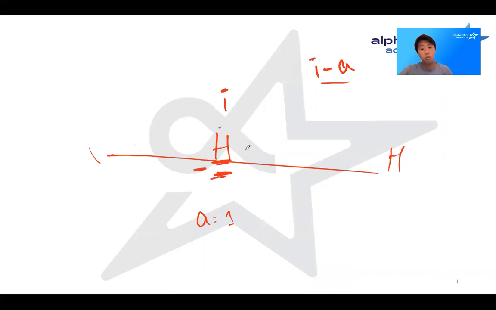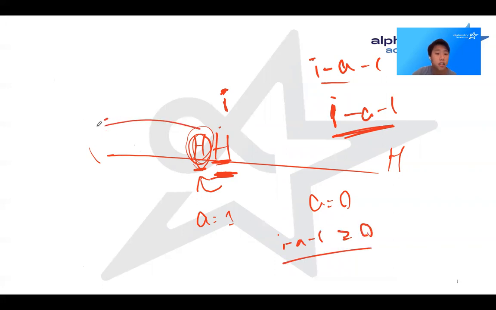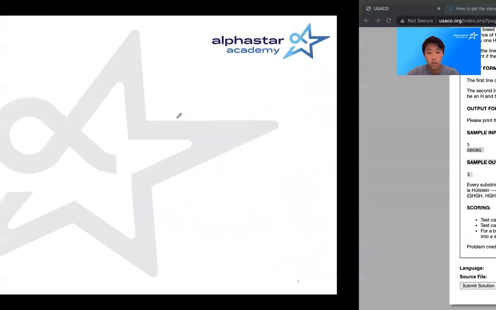Actually, we want to look at I minus A minus one, because if H is equal to zero, this is an H right here, this is our I, right? If we're right next to an H, we want A to be equal to zero. So we want to check basically I minus A minus one. So this is our index, right? Additionally, we want to make sure that I minus A minus one is greater than or equal to zero, because sometimes we'll run off the edge of this array. So that's what we'll do here.